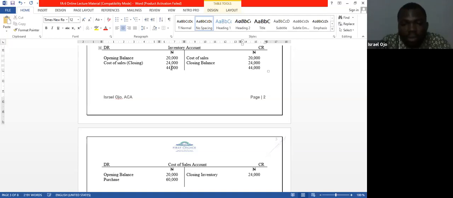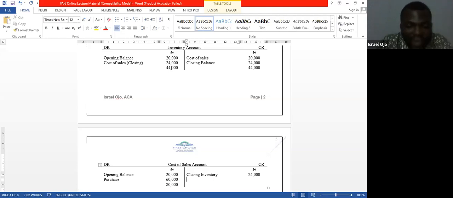Then we come to our cost of sales. On the debit side, we have opening balance of 20,000 and purchases of 60,000, so the total there is 80,000. Now we need to balance out. On the other side, the credit side, all we have there is the closing inventory, because we are going to use it to reduce the total inventory that we purchased in the year and the one that we started with.